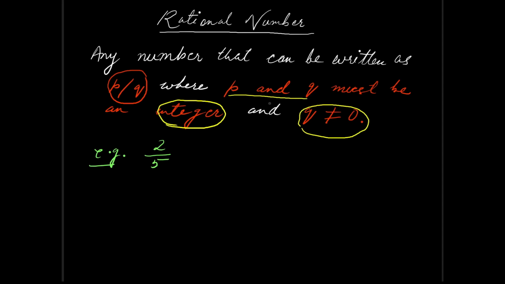The second condition is p and q must be integers. So p is 2 and q is 5. Both 2 and 5 are integers. And the third condition is q must not be equal to 0, and we have q here as 5, which is not equal to 0. So 2 by 5 satisfies all three conditions: the first condition p by q, the second condition that p and q must be integers, and the third condition that q should not be equal to 0. So we can say that 2 by 5 is a rational number.